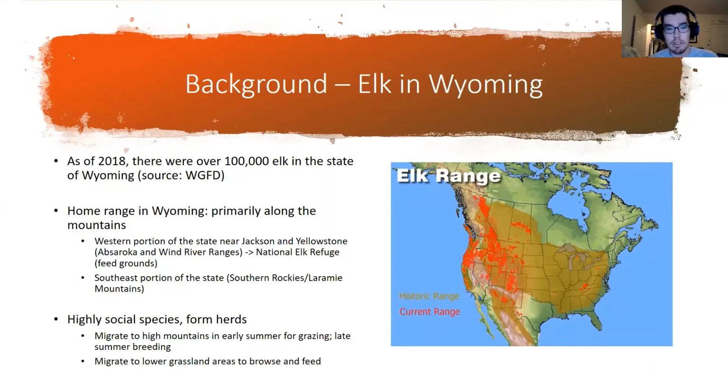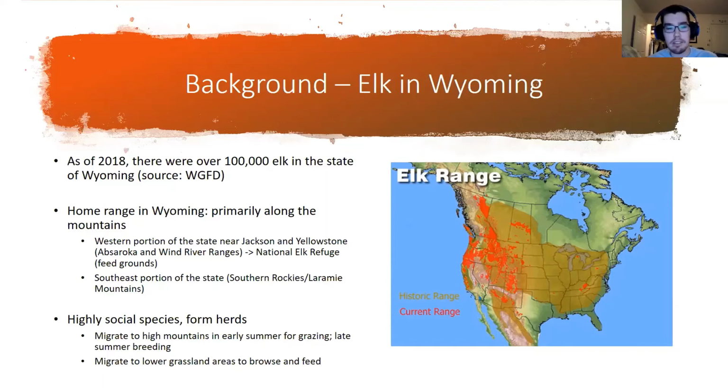In the northwest area of the state is the National Elk Refuge and Feed Grounds, which is an interesting and very controversial topic that I'm not going to get into here, but that's where a lot of elk, including the Jackson Hole herd, exist, and also the southern and southeast portion of the state, so where the Southern Rockies and Laramie Mountains are.